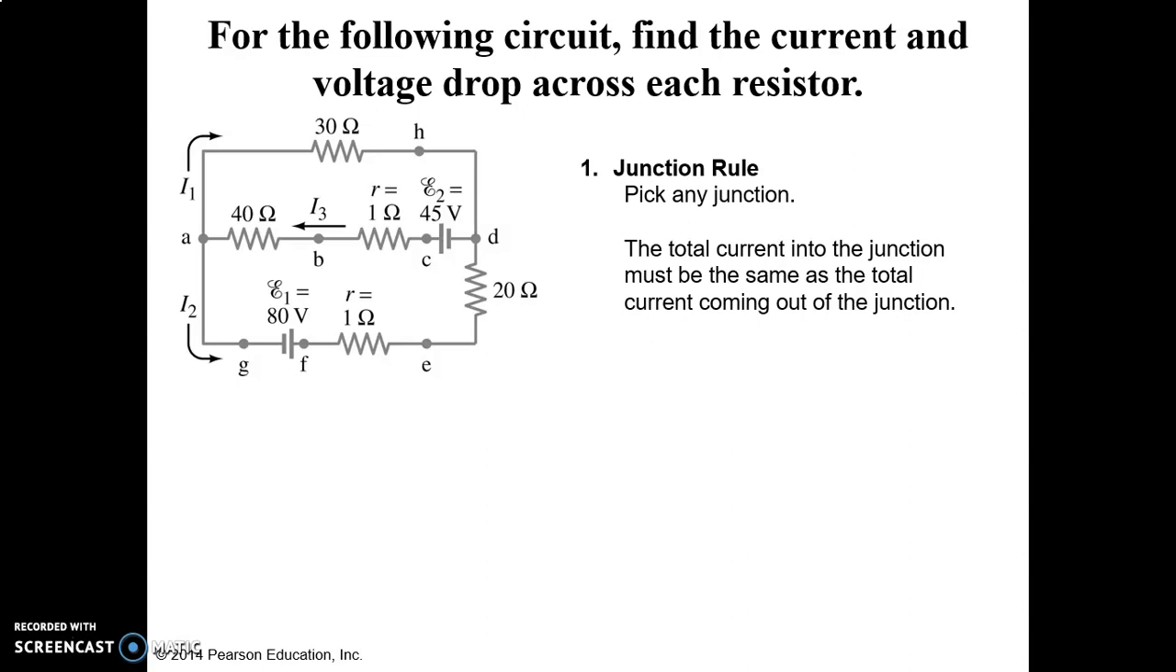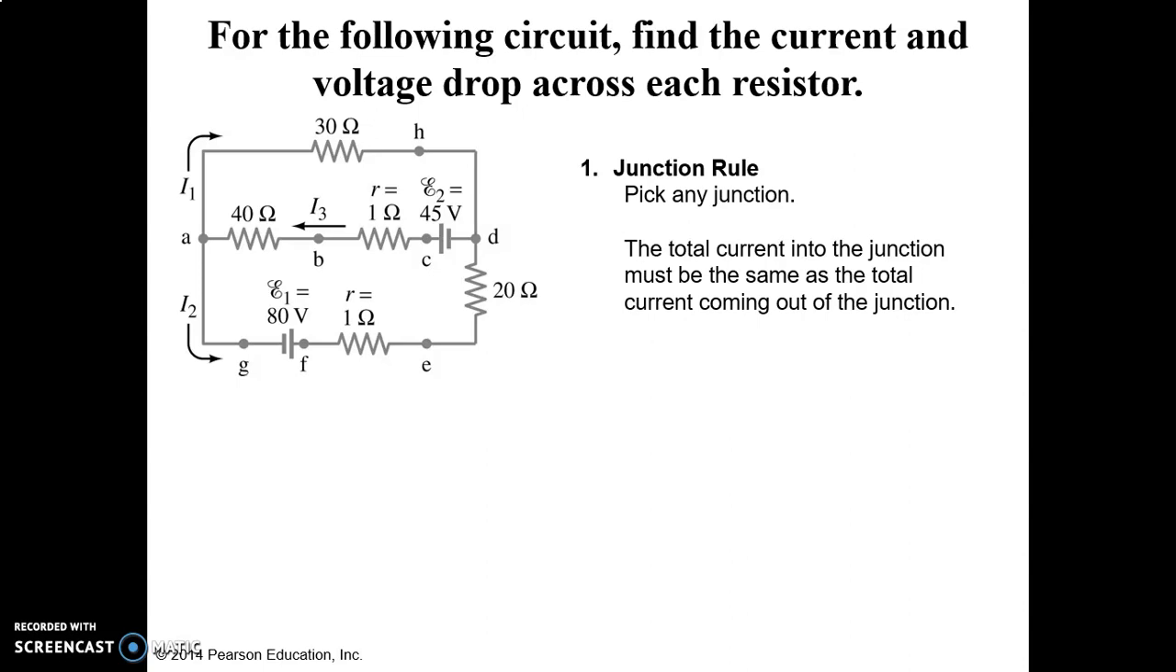All right, first of all, we pick the junction rule. First thing we need to do is determine the direction of currents through each resistor. Now, this is arbitrary. I would say just pick a direction. If you're incorrect with the direction, the current will come out negative, and that negative tells you you've got the wrong direction. So let's just assume that the directions of the currents go as you see here in this picture.